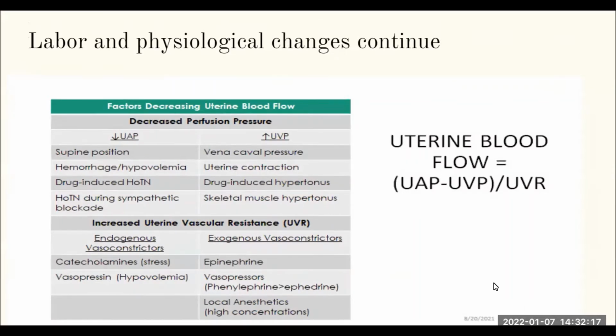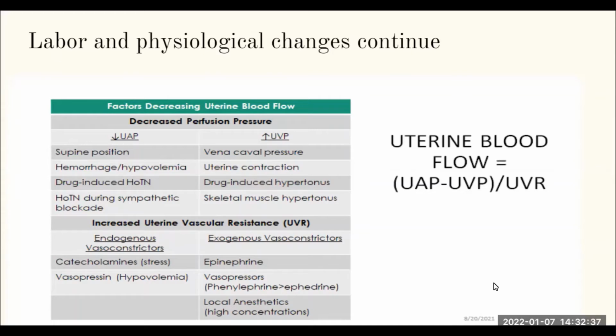Hi, my name is Maria. I'm going to be taking over this session. I'm going to be talking about labor and the physiological changes that occur with uterine blood flow. So the uterine blood flow is your uterine arterial pressure minus your uterine venous pressure, over your uterine vascular resistance.